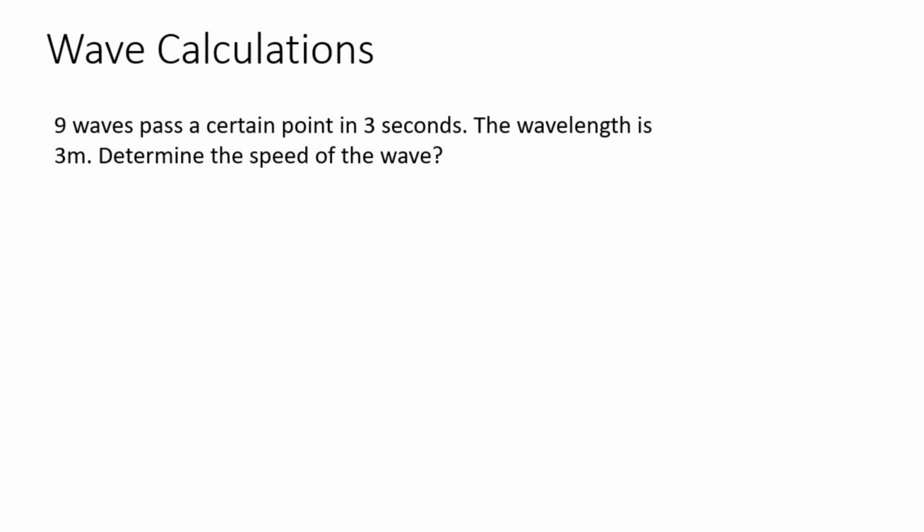These ones are interesting. I want to see if you can remember what to do. So it says that there are 9 waves, that's not wavelength, that just says 9 waves, pass a certain point in 3 seconds. Okay, so we have time. The wavelength is 3. Determine the speed. Okay, so we're going to use this formula because they're talking about wavelength, but we don't know what frequency is. Now, some of you are going to be like, yeah, but Kevin, can't we use this? But we don't know what this is. But can you remember the other thing I told you about frequency?